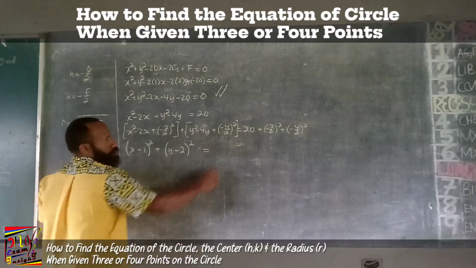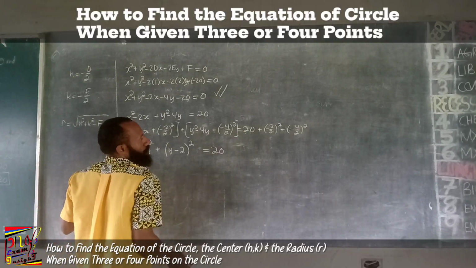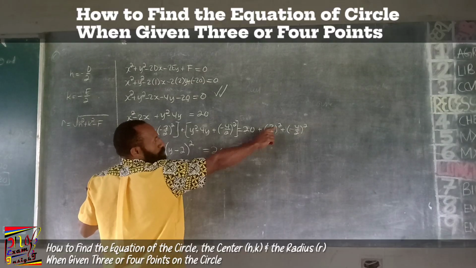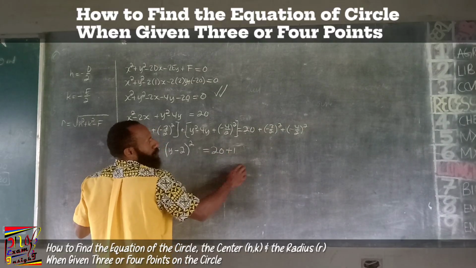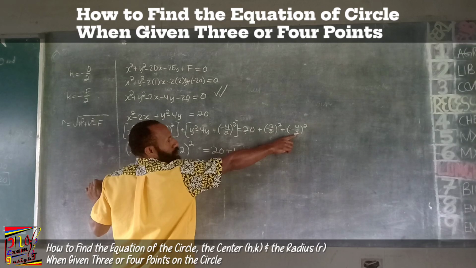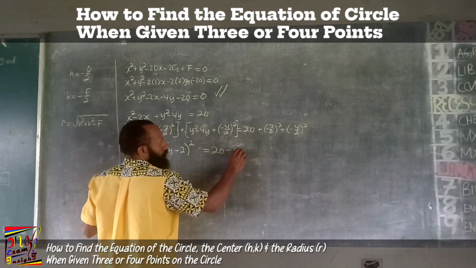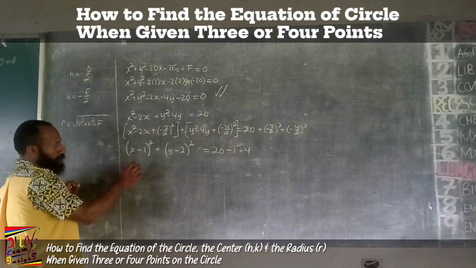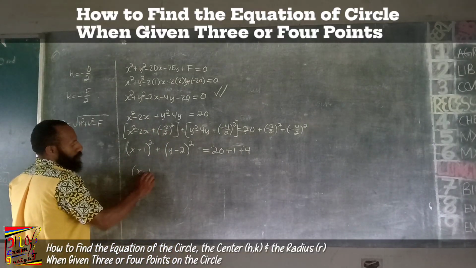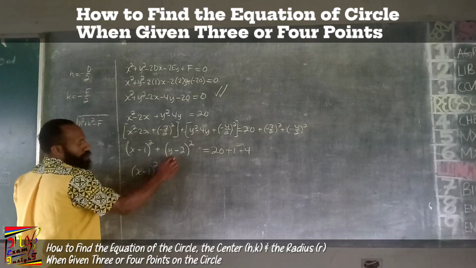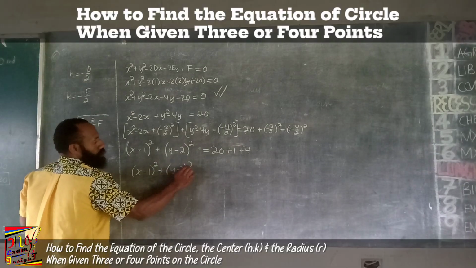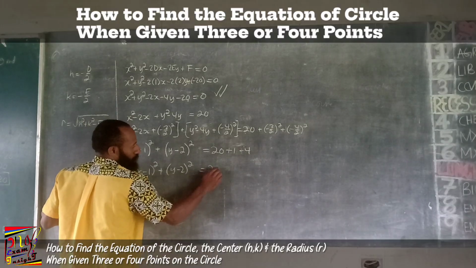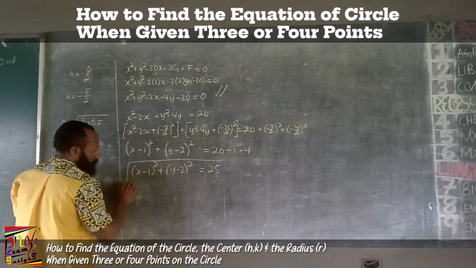And then the whole equals to, we have 20 here. Minus 1 squared is 1. Minus 2 squared is 4. Alright, on the other end, you already factor, which is x minus 1 squared, and here we have y minus 2 squared. Okay, 20 plus 1 plus 4 is 25. And look what we got.